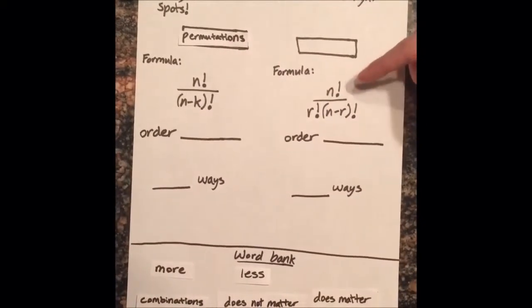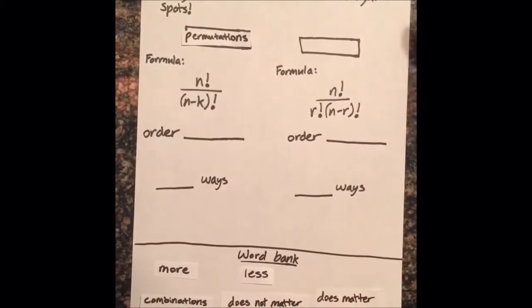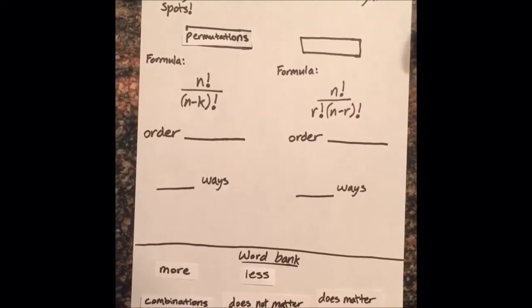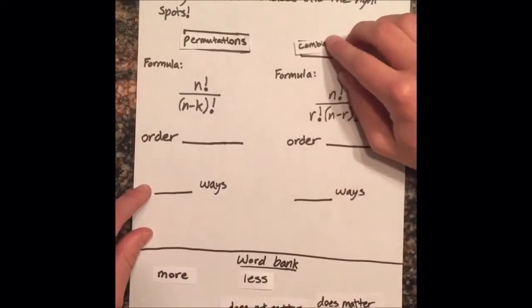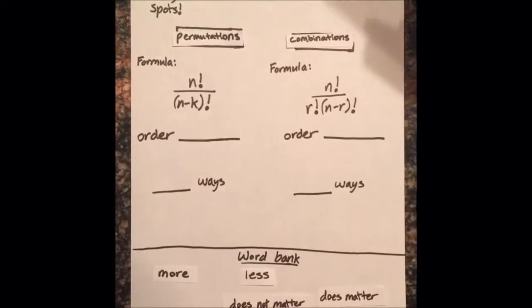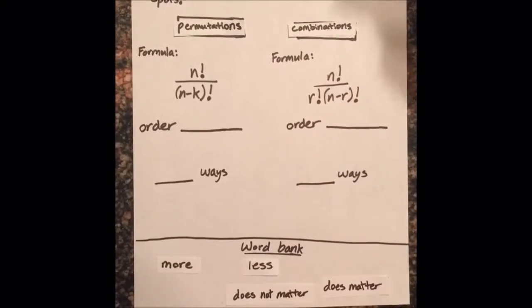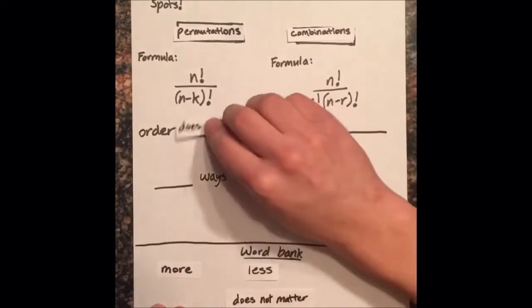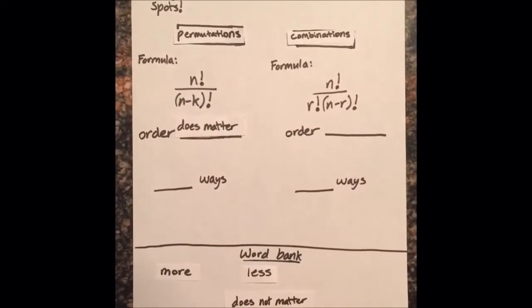Now obviously this is going to be the combination formula, but let's see why. n factorial divided by r factorial times n minus r factorial. We know that's combination, so drag that over. Now the order. In a permutation problem, does order matter or not matter? Order does matter. In a combination problem, does order matter or not matter? It doesn't matter.